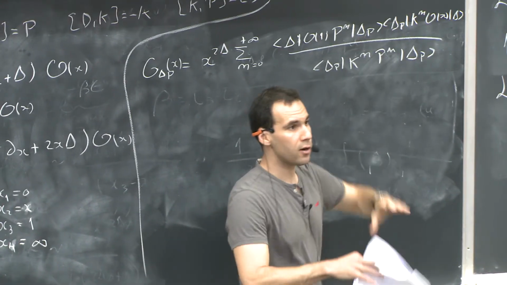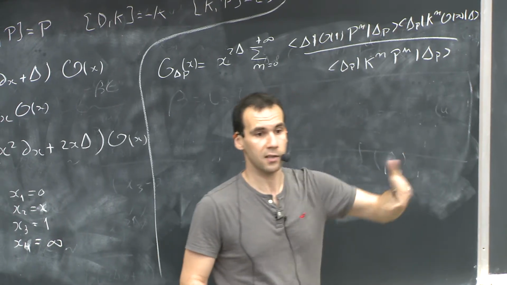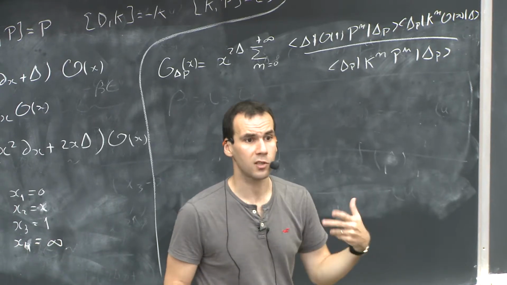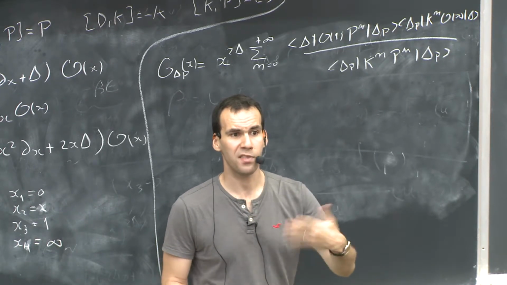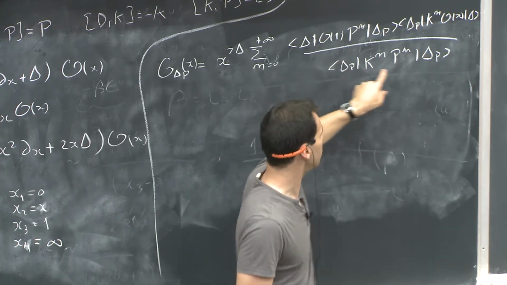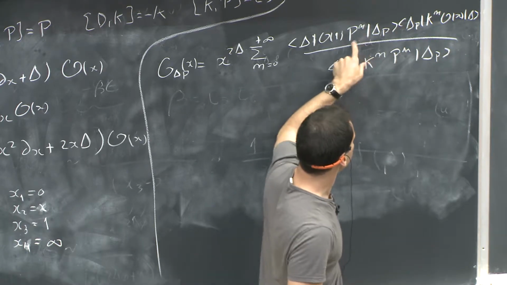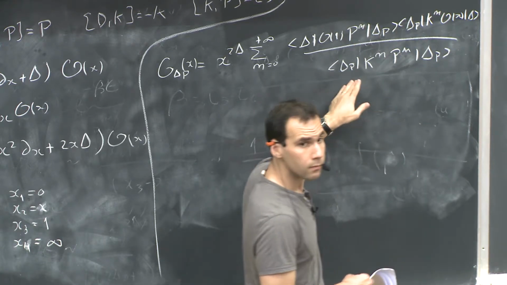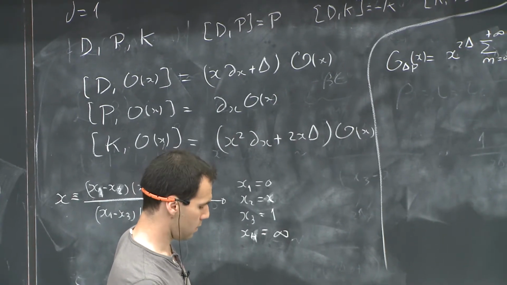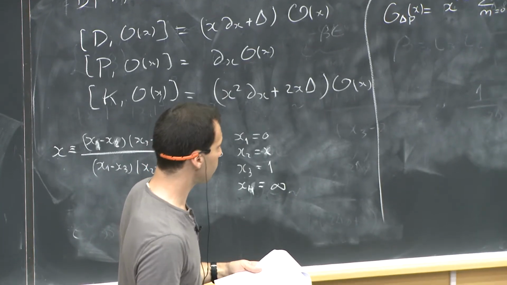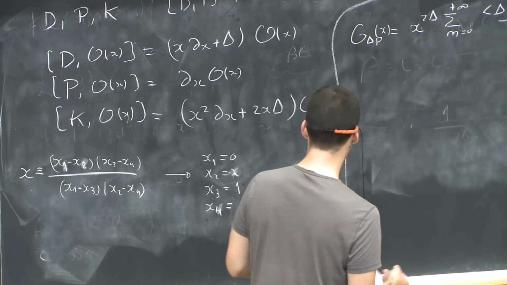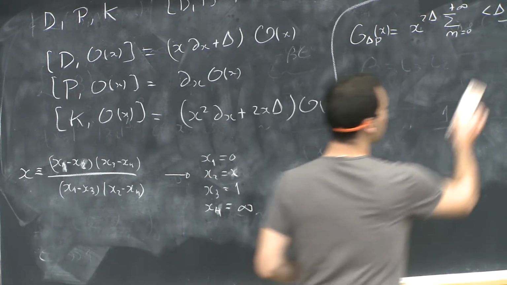These are the descendants. This time there are no indices, so this is really correct. This is p to the n and k to the n. And then I have to multiply by the inverse matrix of norms. But now there's just one descendant at each level, so the matrix is just a number, so you just divide by the norm of this state, Pn delta p, right? This is the norm. Okay, so we need to compute these objects.